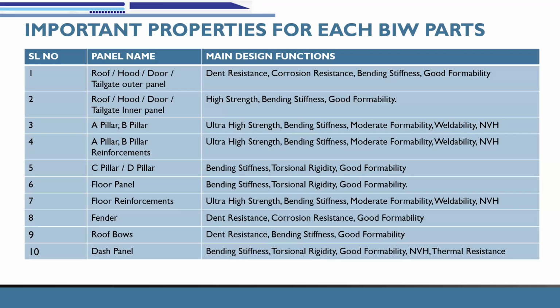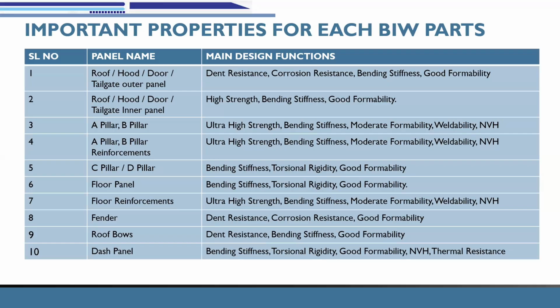The A pillar, B pillar, and the corresponding reinforcements for those parts are all meant for crash performance. We have to design those parts by considering the crash performance, so extremely good strength is required. Moderate formability and good weldability are enough for these pillars.